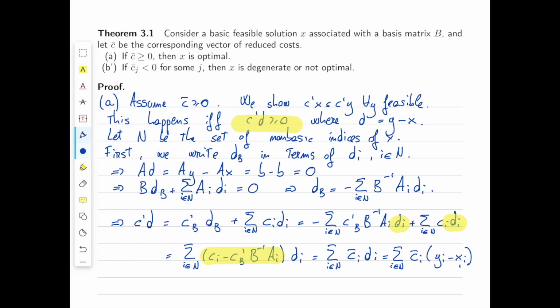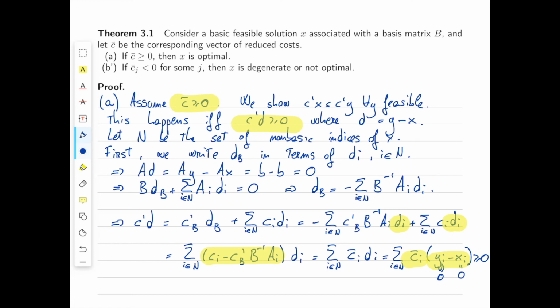At this point x_i is equal to 0 because i is a non-basic index, and y_i is greater than or equal to 0 because of the feasibility of y. By assumption, we have that c bar is greater than or equal to 0, and now y_i minus x_i is greater than or equal to 0. Therefore, this whole sum is greater than or equal to 0. And this concludes the proof of point A. So now let's prove B prime.